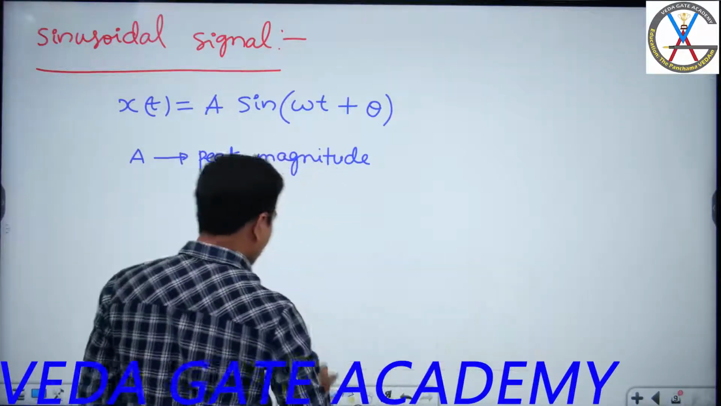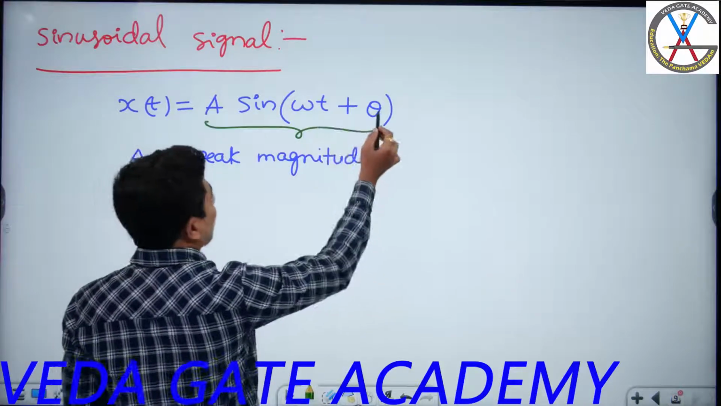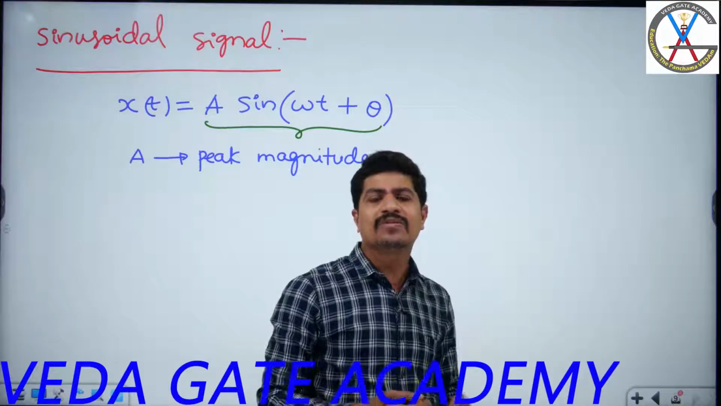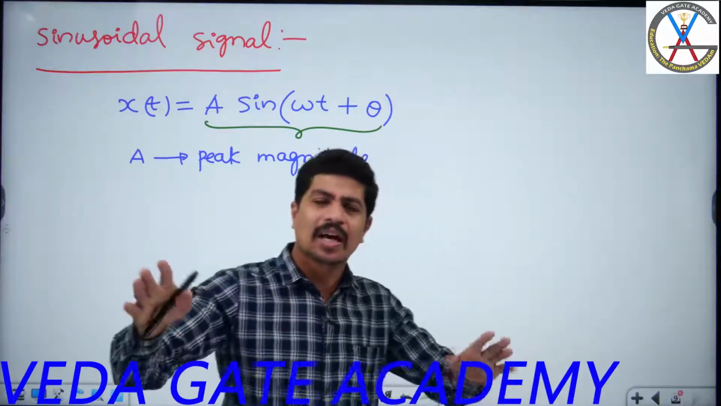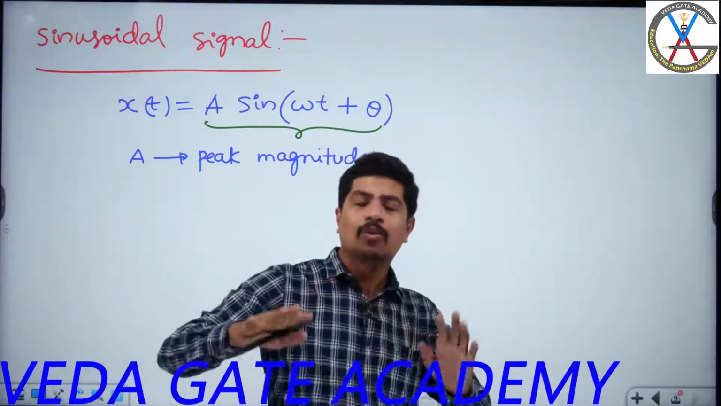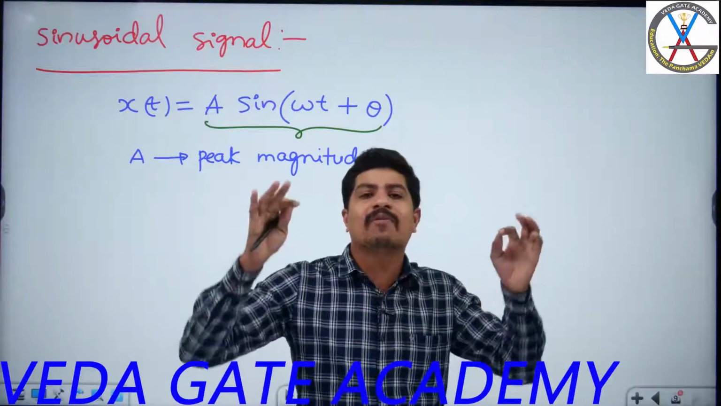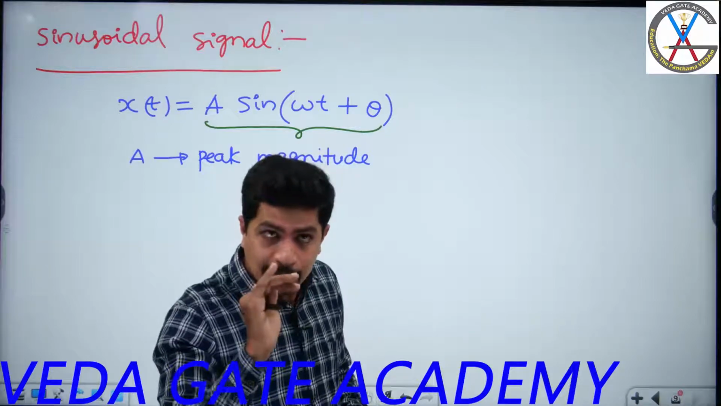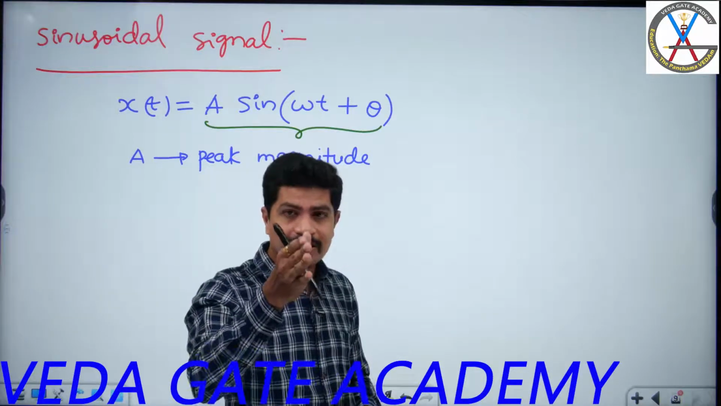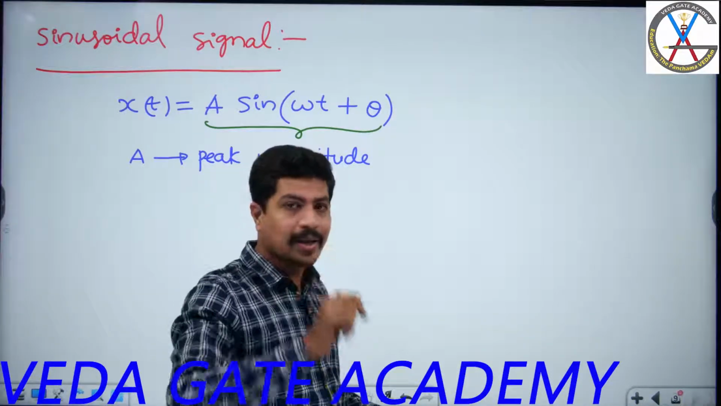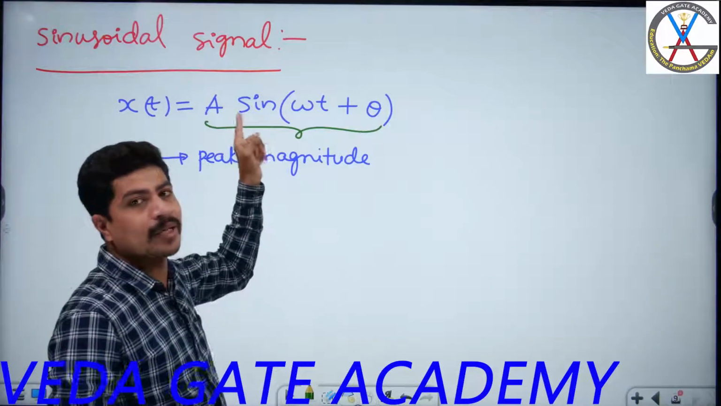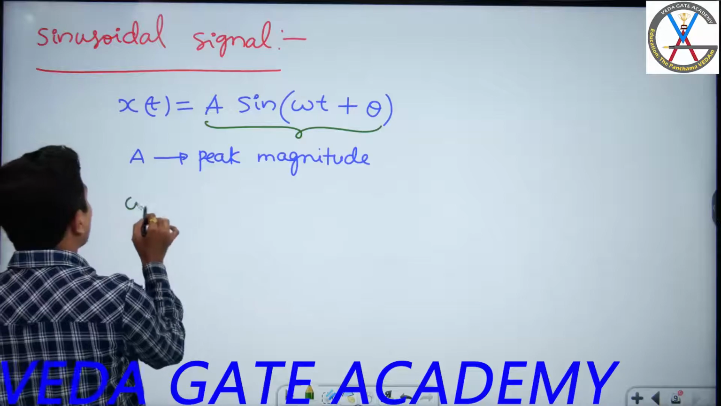What is the highest possible value of sine of omega t plus theta? That omega t plus theta may be any value, whatever it is, but the maximum value of sine is +1. Minimum value of sine is -1, not 0. Some people, without thinking, instantaneously give the answer as 0. It is not 0, please. It is -1. The maximum possible value, or peak amplitude, is A.